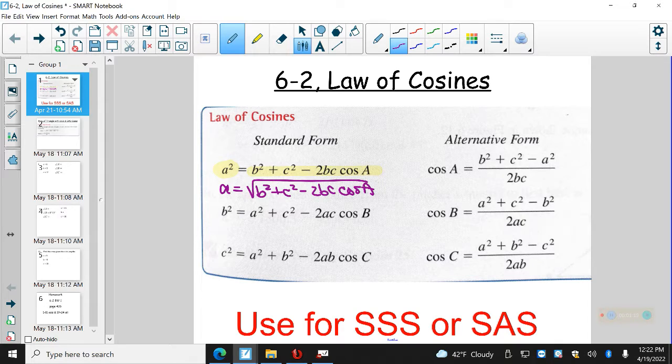Side, angle, side, or side, side, side. That's when you're going to use the law of cosines. The alternative, the law of sines, is going to be your 3 other possibilities. So you only use the law of cosines if it's a side, side, side, or a side, angle, side. Okay? Now, if I want to find the angle, you have to make sure you take the cosine inverse of that. Yes? All right? You'll see in a minute.